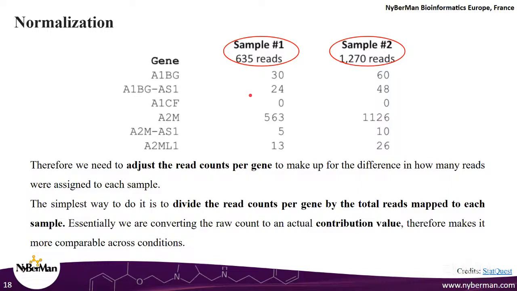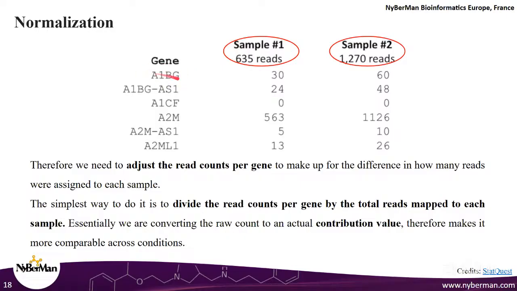So one of the most common, simplest and easiest ways is to calculate a contribution value. Instead of taking the raw value, we take a contribution value. How can we take a contribution value? The first thing that should pop into your mind is, take a fraction, as in how much of these 635 reads is actually constituted by A1BG, right?